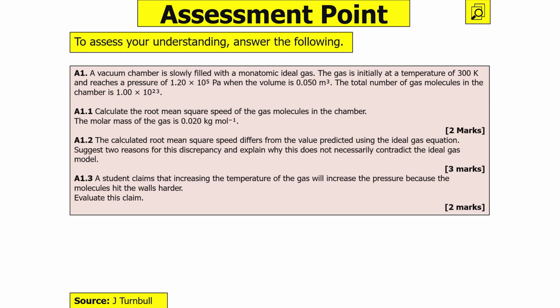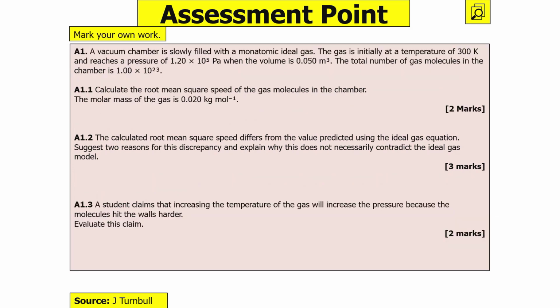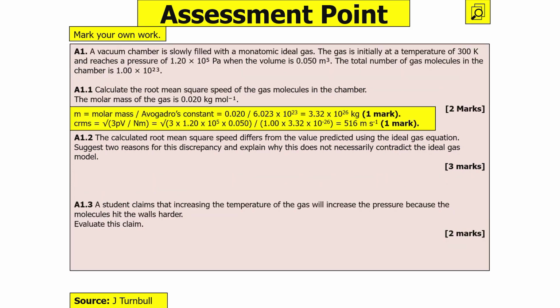In our first answer, we can work this out by using the equation m is equal to molar mass over the Avogadro's constant. So we pop that through and we get 3.32 times 10 to the minus 26 kilograms. We know that c_rms is equal to the square root of 3PV over Nm. We pop in all the values and we get 516 meters per second.